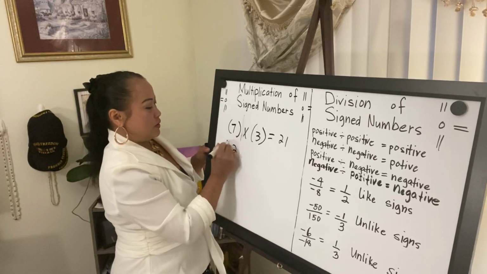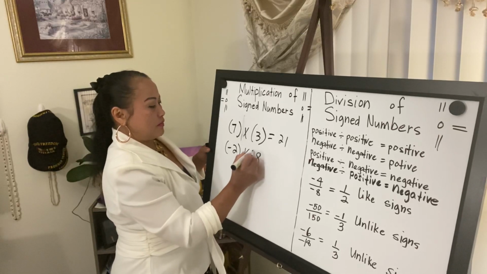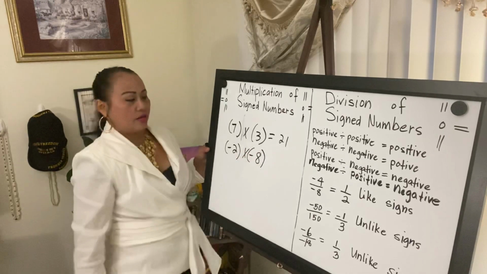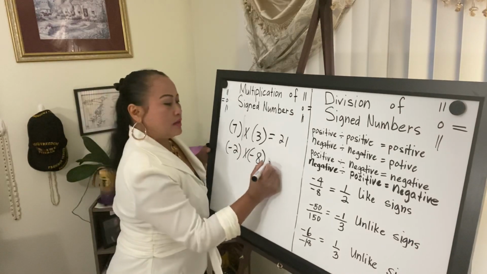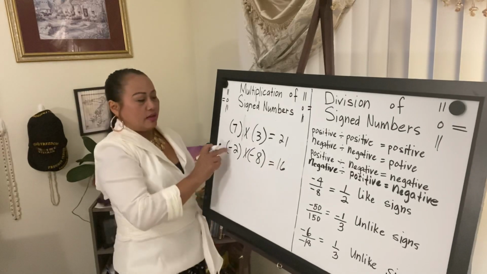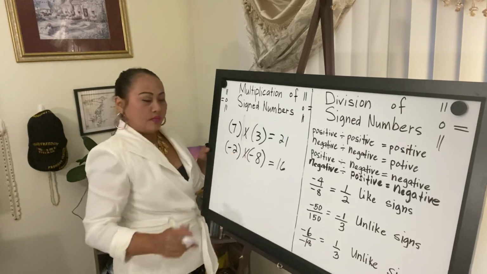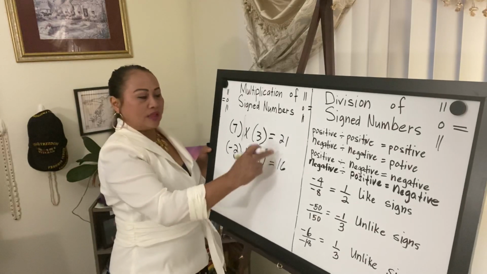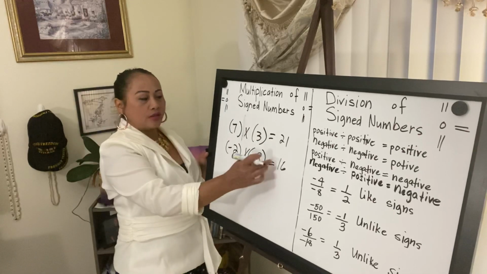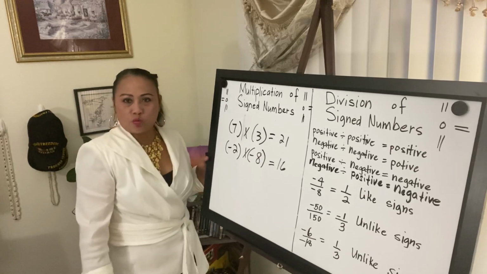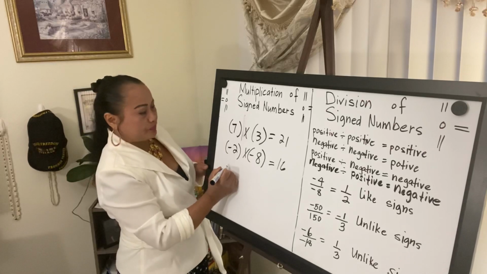Negative 2 times negative 8. Okay. What is the answer? 2 times 8 equals 16. Like signs, negative and negative. Negative times negative, that is positive. So, positive 16, or just simply write 16, because a number without a sign is understood to be positive. Okay, another one.